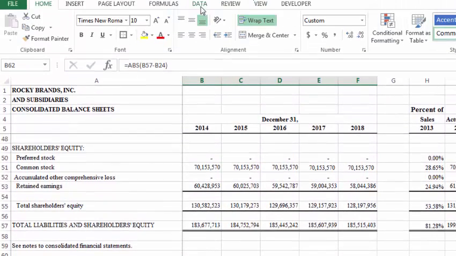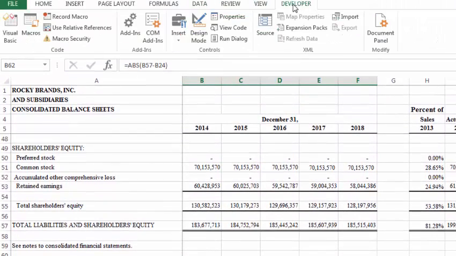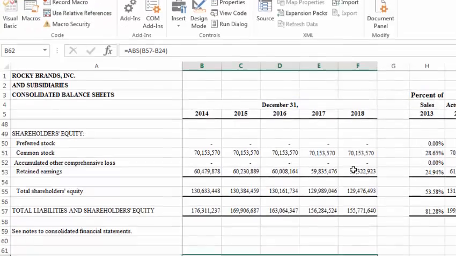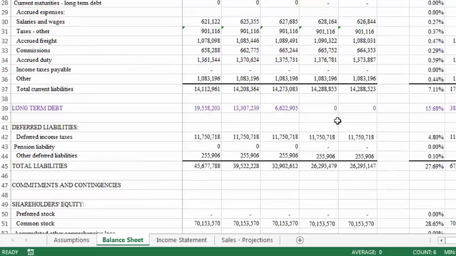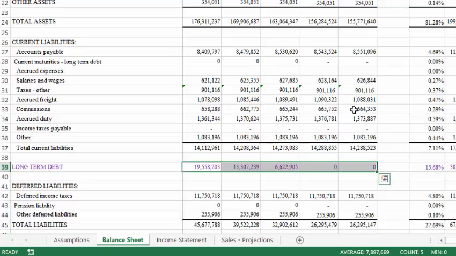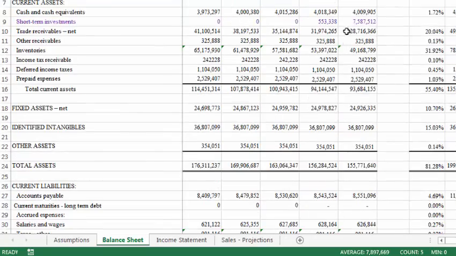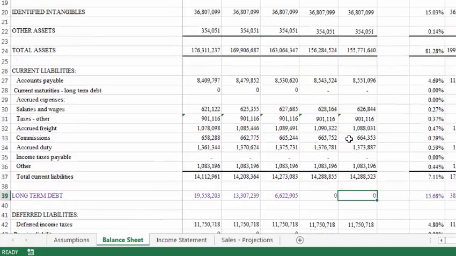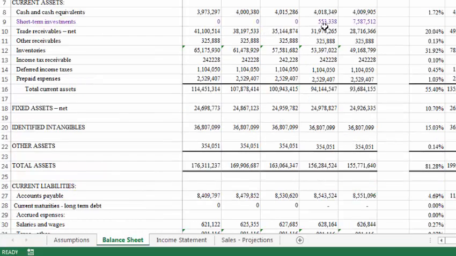So at this point I'm going to go to developer, macro, balancer, run. We ran it, and at this point you'll notice that we have some major adjustments to my cash flow, because we've gone from kind of neutral to paying down this loan, which you can only do with cash, by the way, and then putting money away in short-term investments.